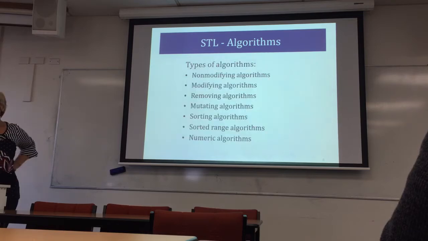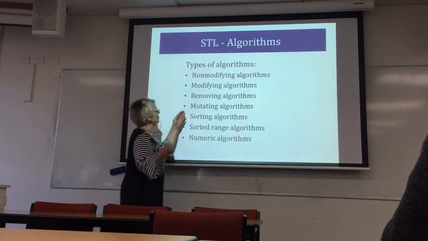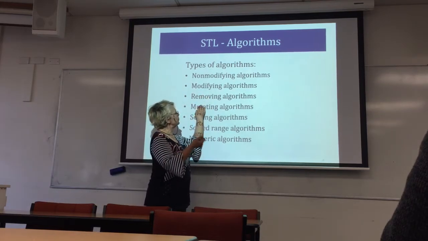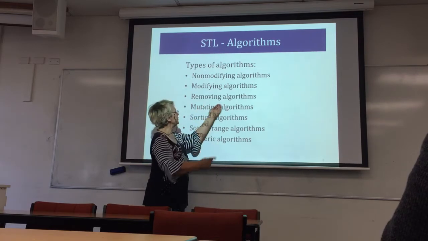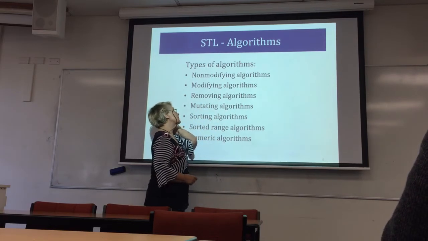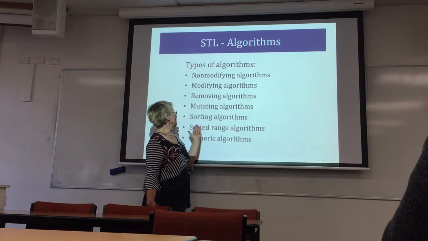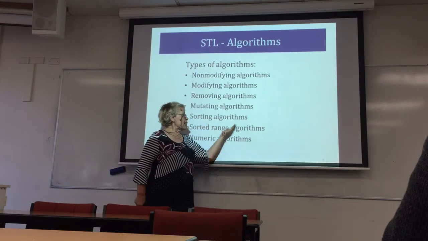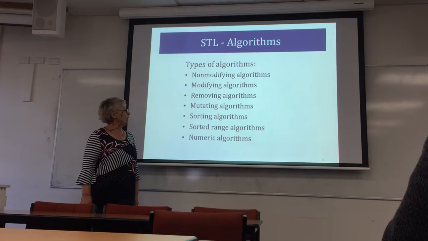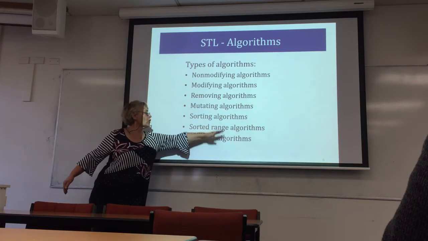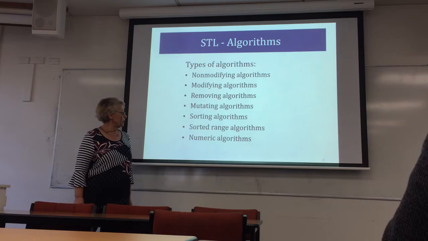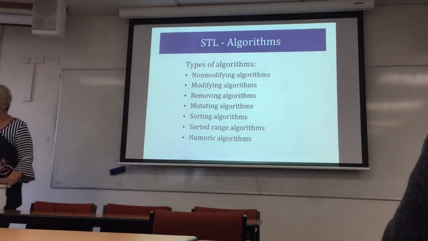So, types: non-modifying, modifying, removing algorithm, mutating. Mutating means removing elements, mutating, or reorganizing data in a container, like permutation is reorganizing. Sorting algorithm, sorted range algorithm, so you can apply the algorithm on the whole container or on a sequence, a range, and the numerical.